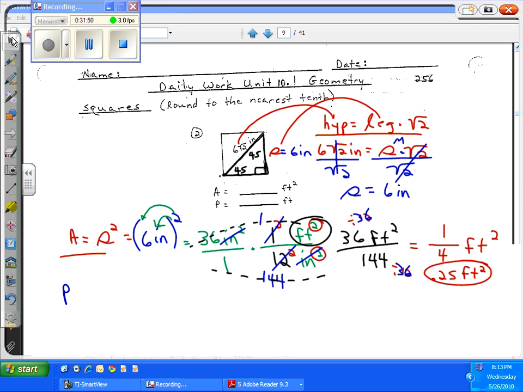The formula for perimeter is 4s, P equals 4s. We figured out the side was 6 inches, and so we have 4 times 6 inches, which is 24 inches for perimeter in inches. But we want it in feet, so we need to lose the name inches and gain the name feet. Lose the name inches, gain the name feet.